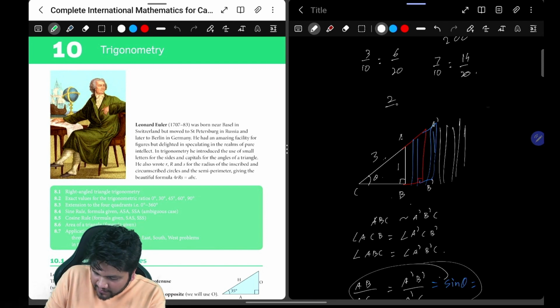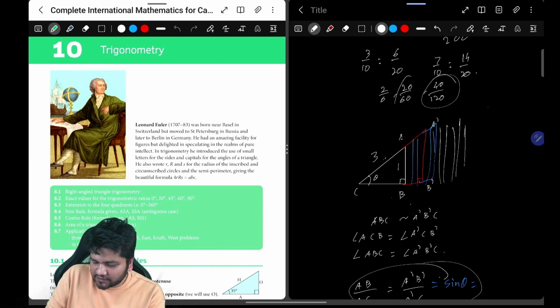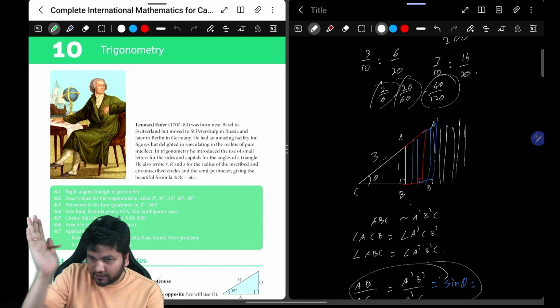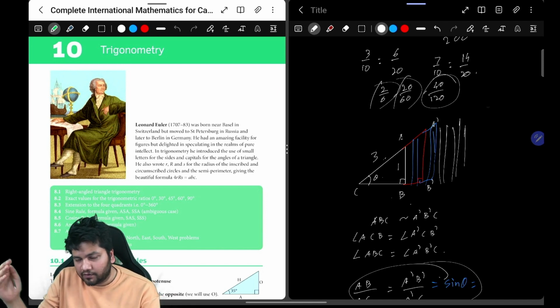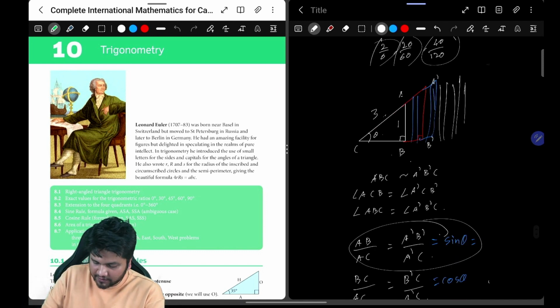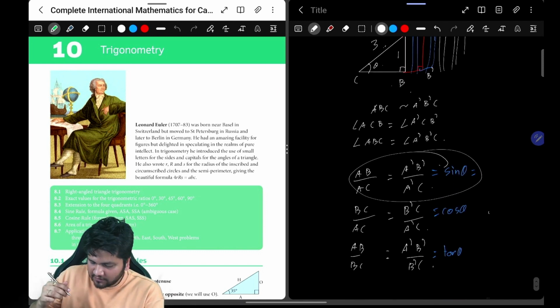The next would be 2 by 6, right? The next would be 20 by 60. The next would be 40 by 120. All these are just sides of the triangles. 2, 6, 20, 60, 40, 120, and so on. All the side lengths are different, but the ratio is the same. And those ratios are nothing but your trigonometric ratios, which are sine theta, cos theta, and tan theta.